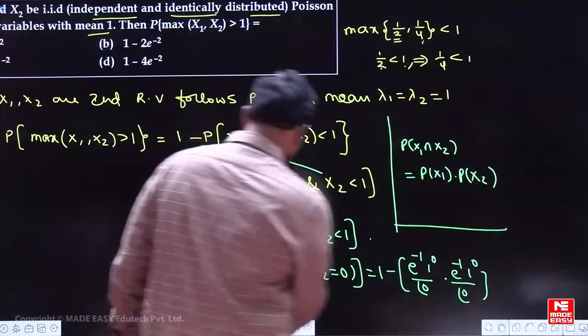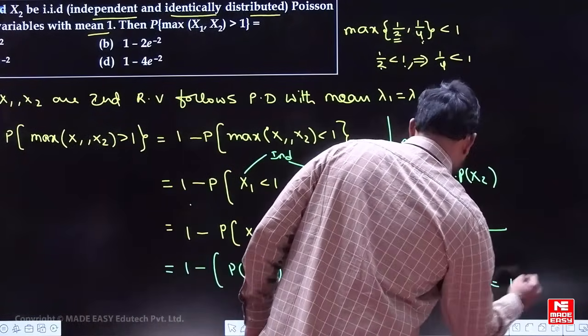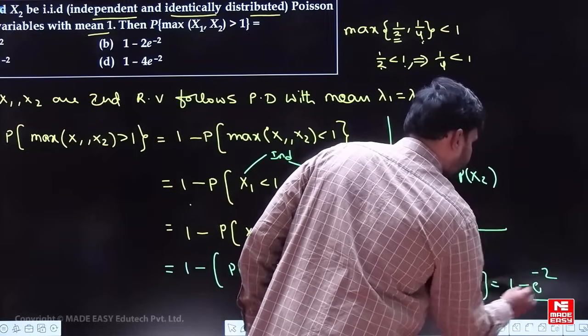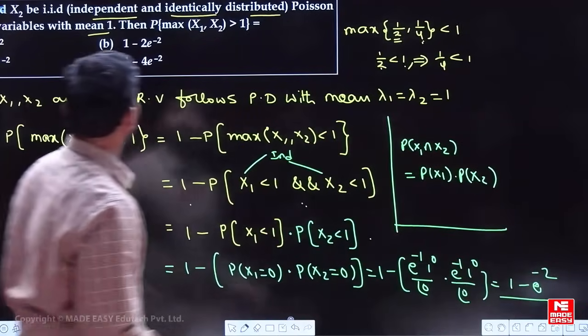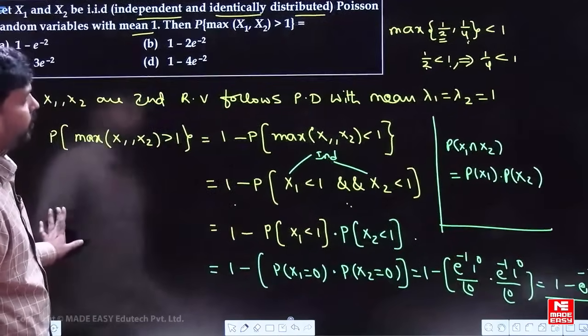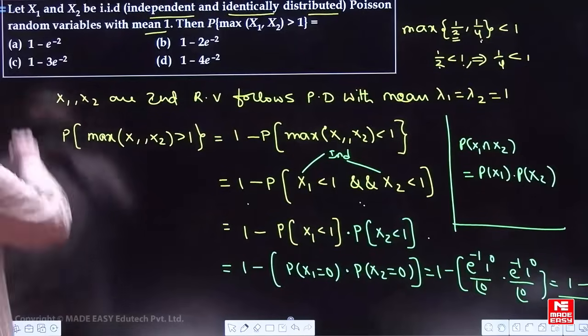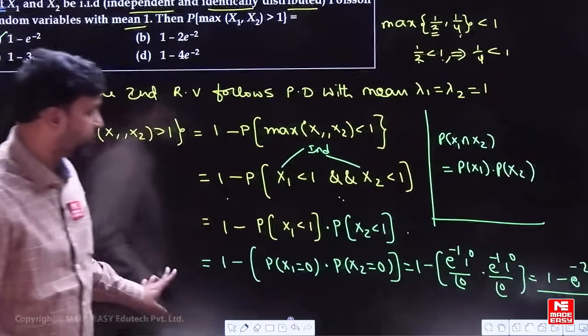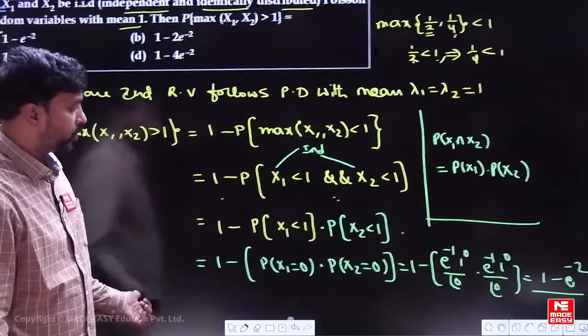So the value you are getting here is 1 minus e power minus 2. 1 minus e power minus 2. Okay, so this is the answer. 1 minus e power minus 2 is the answer for this question. So I hope everyone understood this.